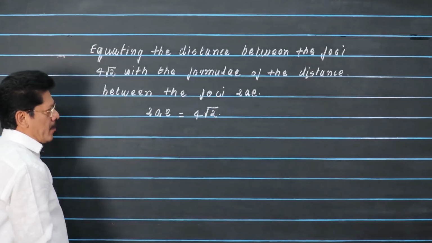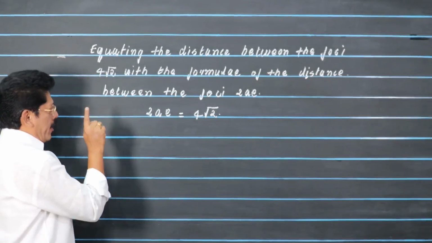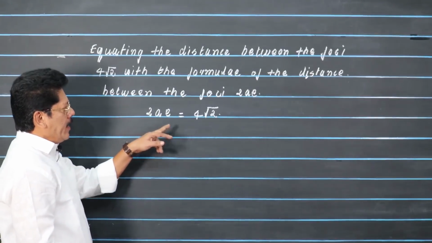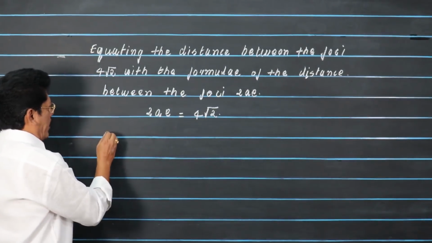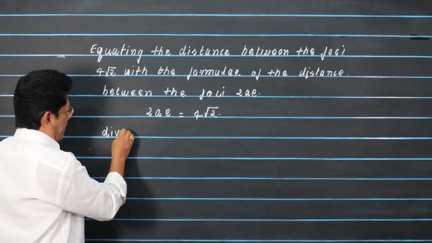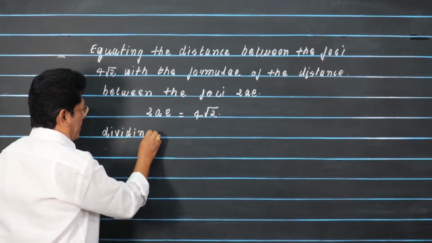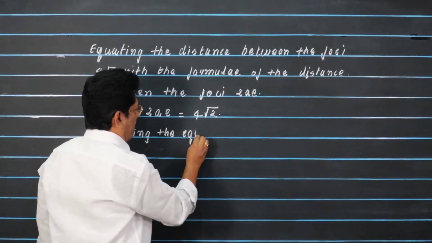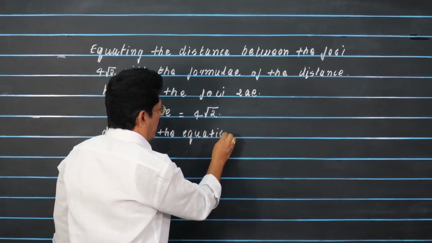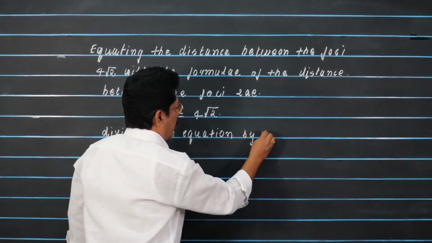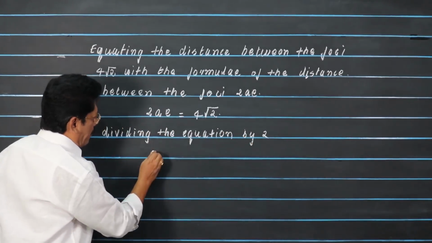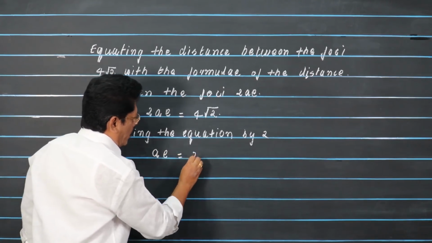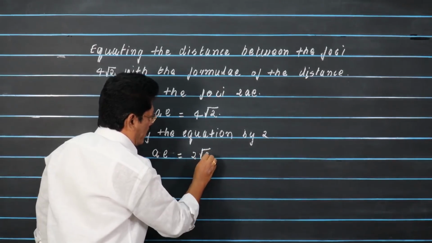Now, if you see in this equation, 2 is common. Therefore, if you divide the equation by 2, you will get ae is equal to 2 root 2.